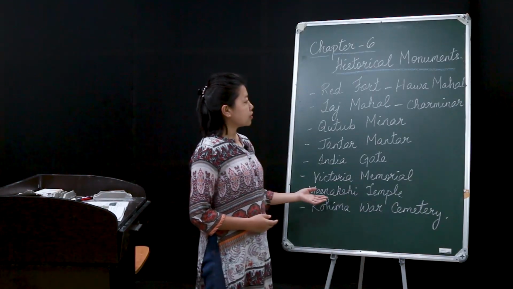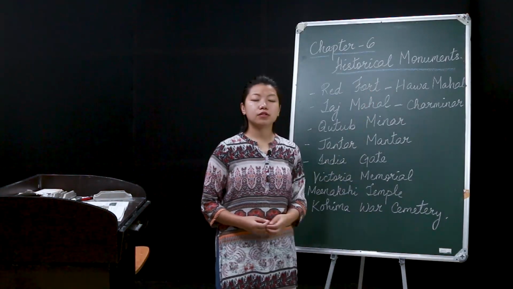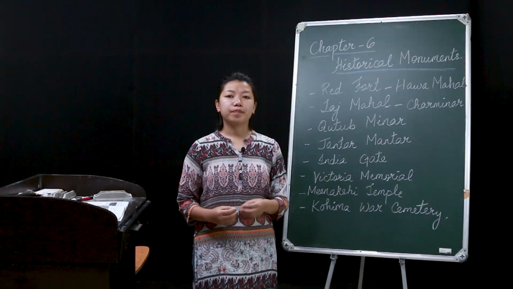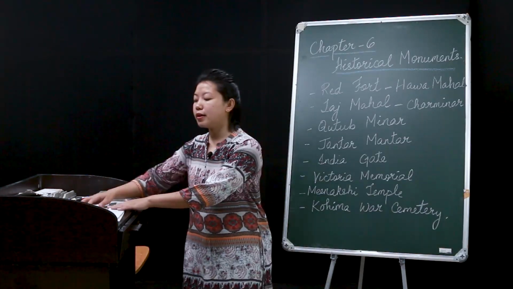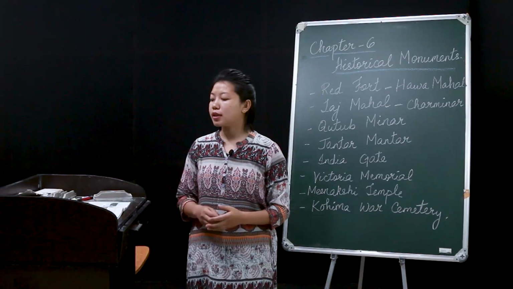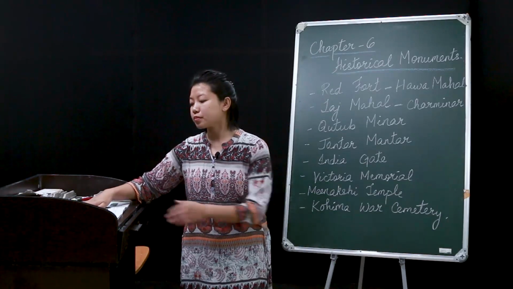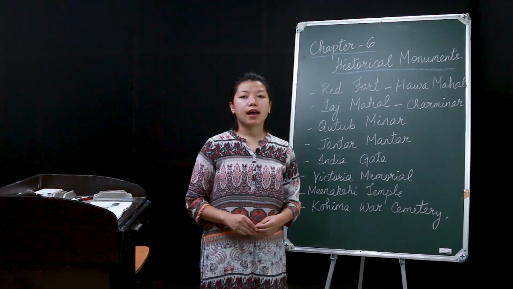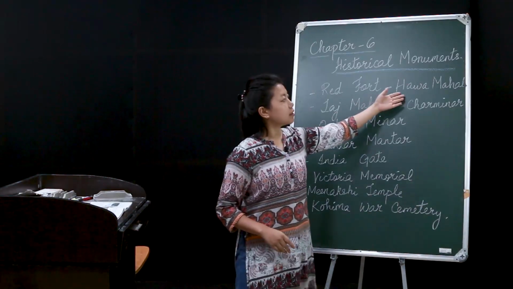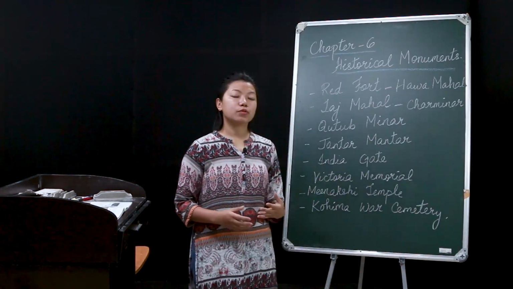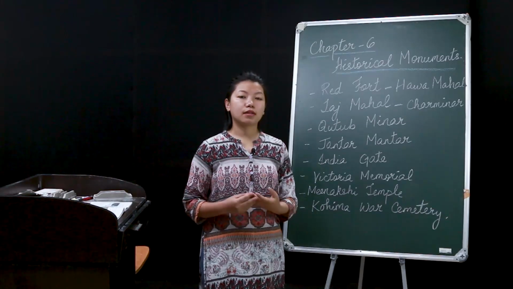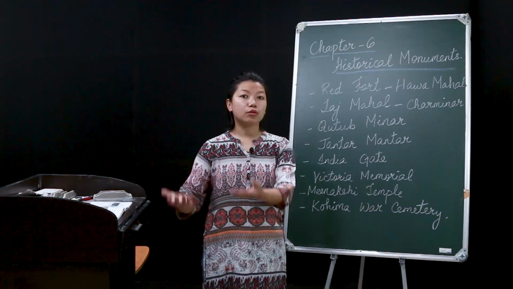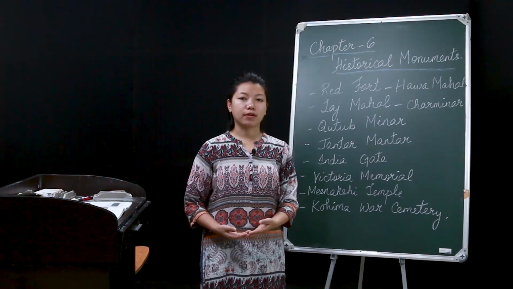Then the next one is Hawa Mahal, okay. So Hawa Mahal is a monument which is located in India, in Jaipur, which is in Rajasthan. And earlier this mahal was used mostly by the princes and the queens in order to look out from the windows and balconies, all right.